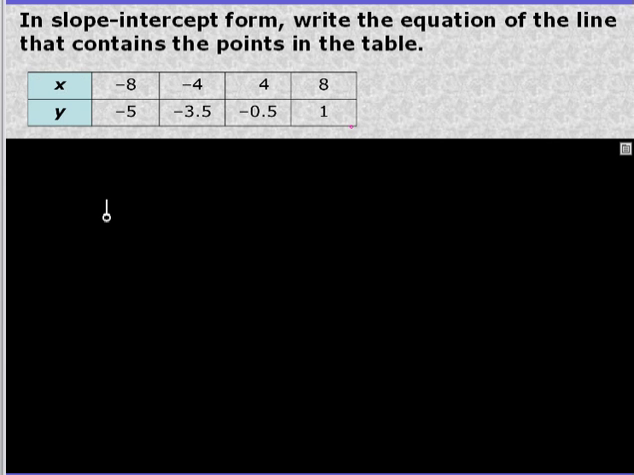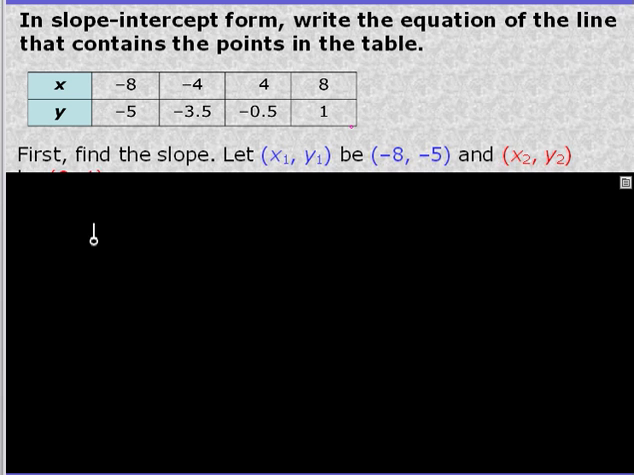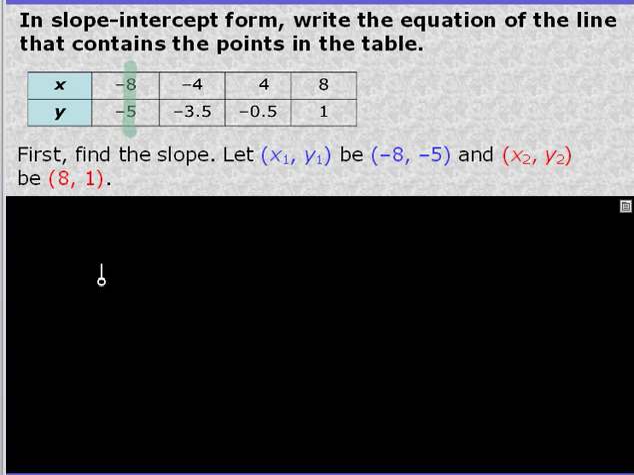So this time we don't have a graph, we've just been given a bunch of points. First thing we're going to do is find our slope. We know how to do that. Pick any 2 points and use the slope formula, y2 minus y1 over x2 minus x1. So they've picked this and this.